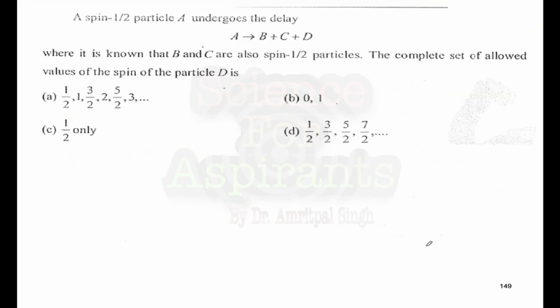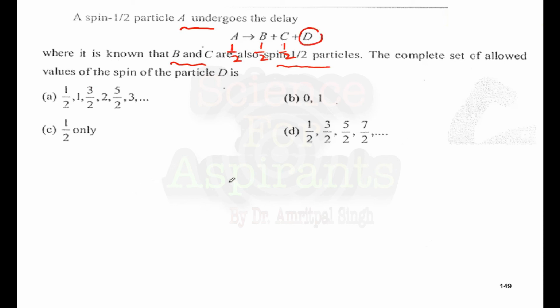So let us do some more important problems. An example is given: a spin half particle A undergoes this decay and is converted into B plus C plus D. It is known that B and C have half integral spin. So A is having half, B is having half, C is having half. Then what is the complete set of allowed values of the spin of this D particle?